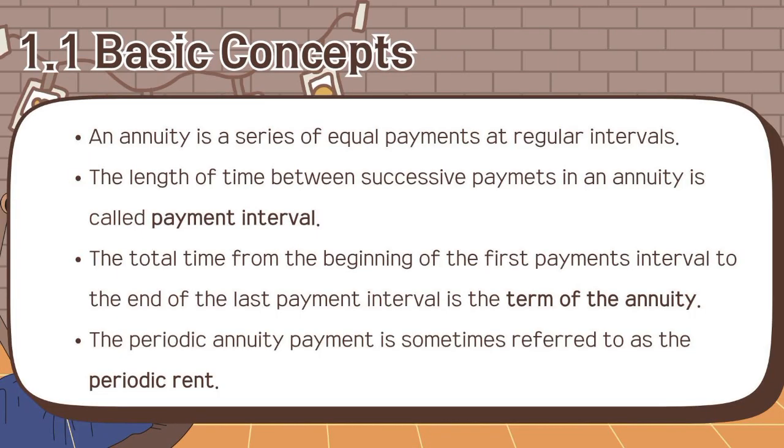So to begin, when we say annuity, it is a series of equal payments at regular intervals. The length of time between successive payments in an annuity is what we call the payment interval. And the total time from the beginning of the first payment interval to the end of the last payment interval is what we call the term of the annuity. And the periodic annuity payment is sometimes referred to as the periodic rent.